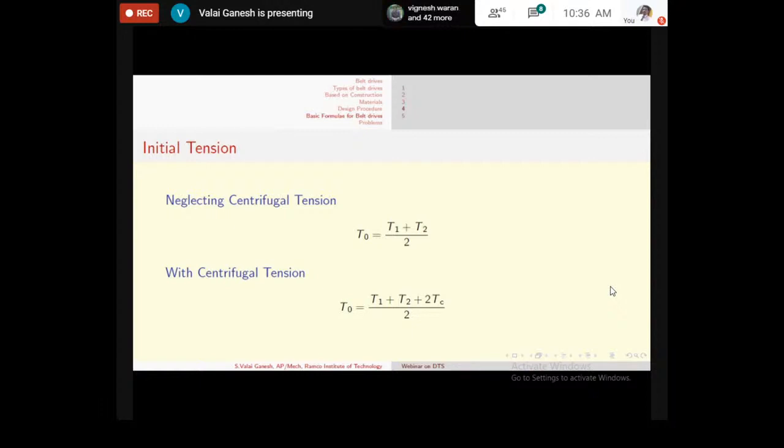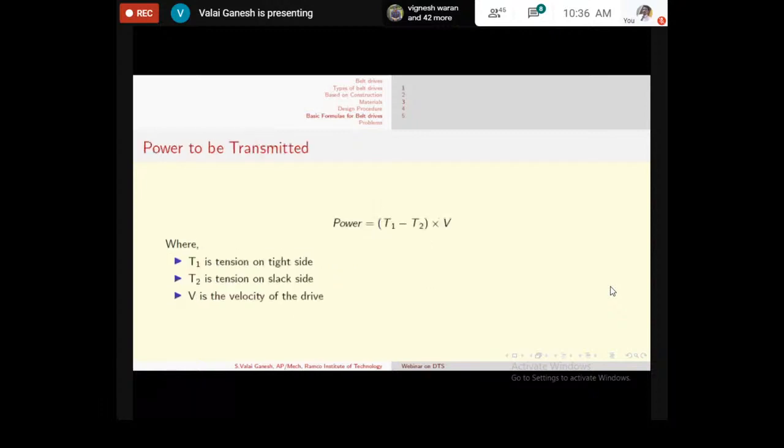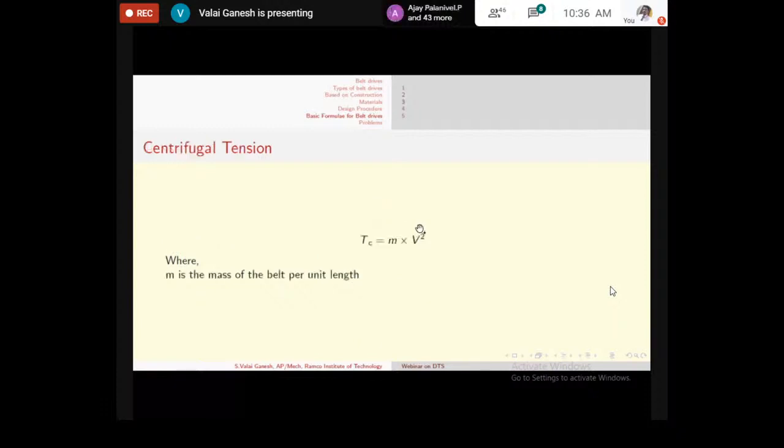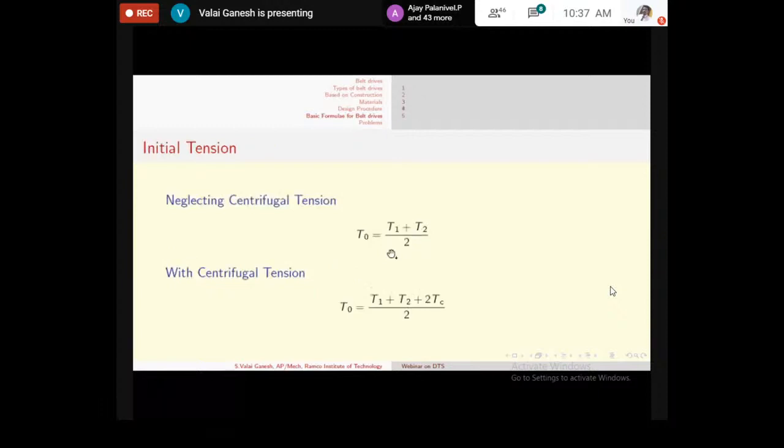For calculating power transmission, you need these formulas: power equal to T1 minus T2 into V, and the tension ratio T1 by T2 equal to e power mu theta. If we consider centrifugal tension, then T1 minus mv square divided by T2 minus mv square is equal to e power mu theta. If you neglect centrifugal tension, you apply mv square equal to 0, then the second equation becomes the first equation. Centrifugal tension, the formula is Tc equal to small mv square, and initial tension, neglecting centrifugal tension and with centrifugal tension, the formulas are available here.